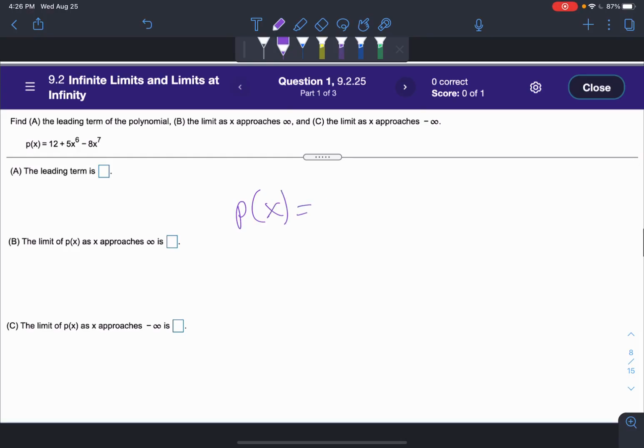So there is an x here, but it's raised to the 0 power, because anything raised to the 0 power is 1. So you can kind of write that in there if that helps. x to the 6 minus 8x to the 7th. So now the leading term would be the term with the highest power, and that would be this term. Okay. So let's write that here. So minus 8x to the 7th power.